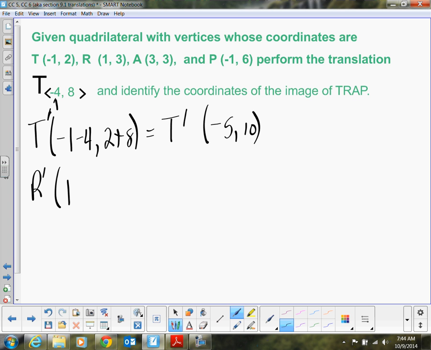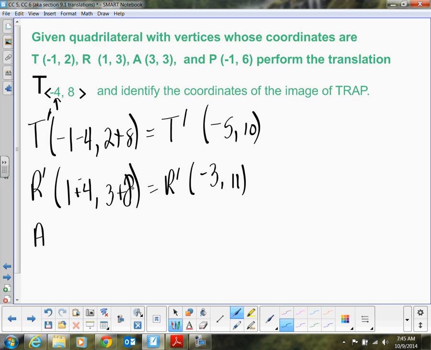Okay, what does this tell us to do? -4, and then my y is 3. What am I doing to 3? Right. Up. There's my 8. And so R prime is going to be -3, 11. All right. Samantha, you get A.